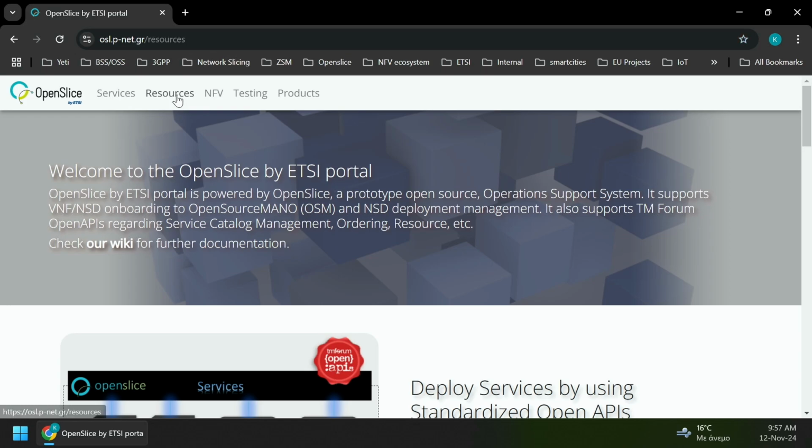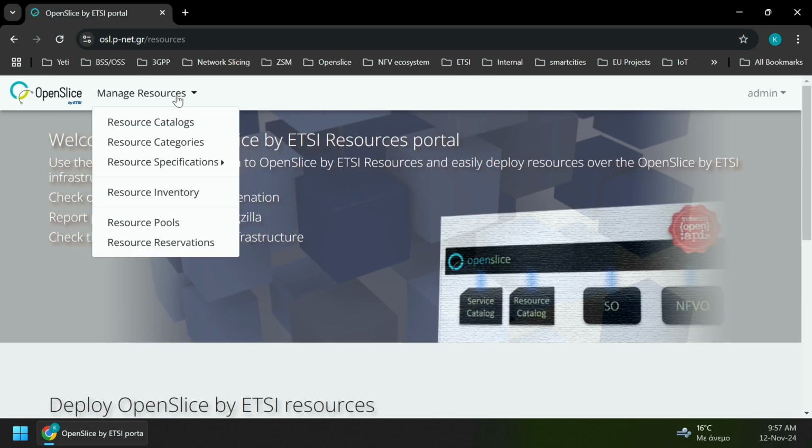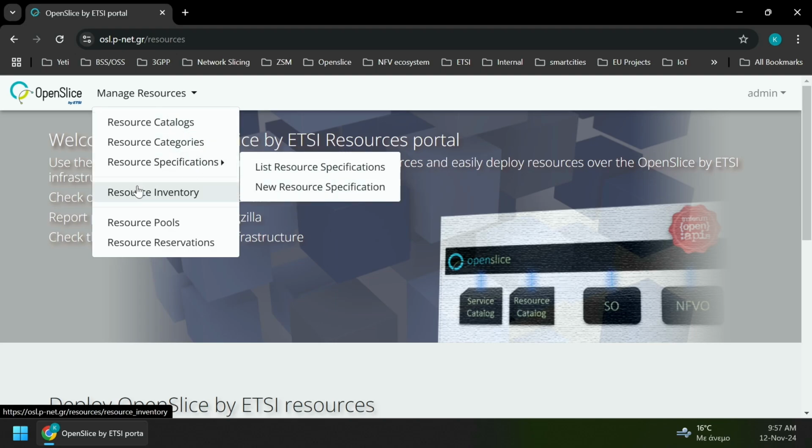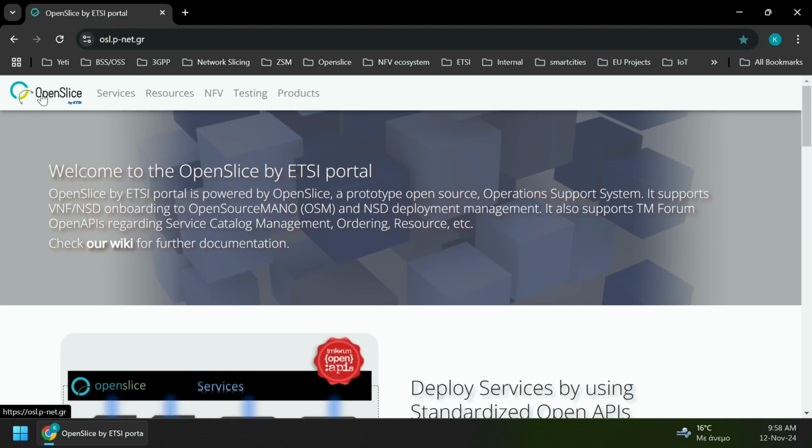There is also the resources portal, which is always on the admin side, because the resources are most probably infrastructure related, so the simple user cannot have access to this. And again, the resources are categorized through catalogs, categories, specifications, inventory. So these are the instances of resource specifications that are running, and resource pools and the reservation. I'm just flying through them because we will see them in practice.